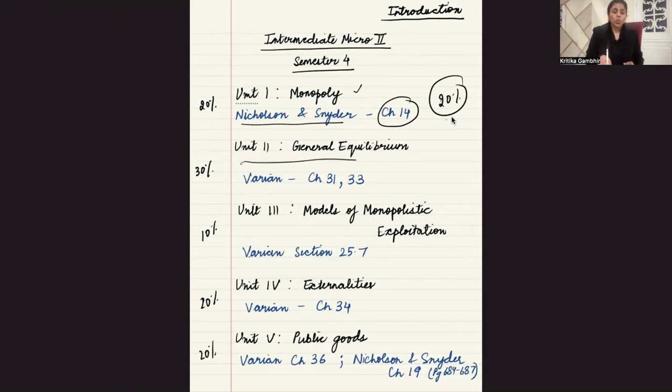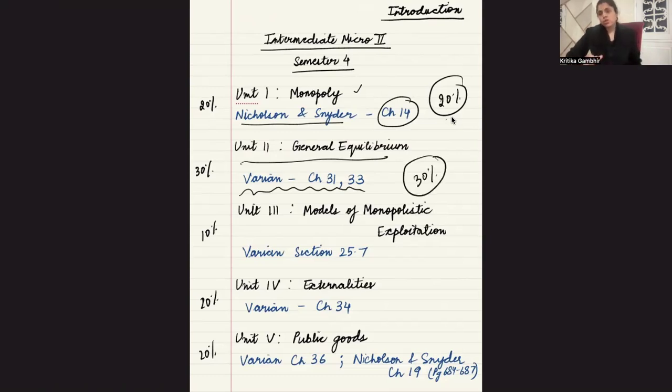Second is unit number 2. Here is where the tricky part comes in. It is again consumer theory, but with two consumers, two products, and two markets. So everything is getting double, right? We are in a general equilibrium framework, as in two consumers, two products, two markets. For this, we come back to our typical Varian, chapters 31 and 33. It has a good weightage of 30%.